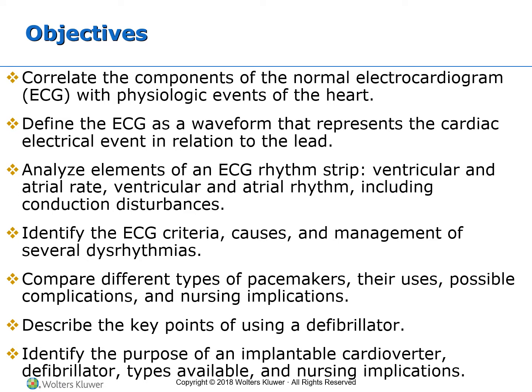The objectives for this lecture are for you to be able to correlate the components of the normal ECG with physiologic evidence of the heart, define the ECG as a waveform that represents the cardiac electrical event in relation to the lead that you're looking at, analyze elements of an ECG rhythm strip, ventricular as well as atrial rate, ventricular and atrial rhythm, including conduction disturbances, identify ECG criteria, causes, and management of several different dysrhythmias, compare different types of pacemakers, their uses, possible complications, and nursing implications, describe the key components of using a defibrillator, and identify the purpose of an implantable cardioverter defibrillator, the types available, and the nursing implications.